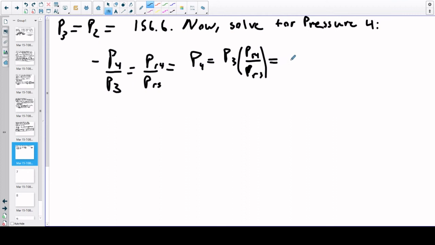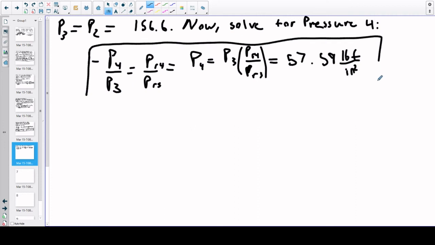So, you get P4 to be equal to 57.5916. Let's try that again. 57.59 pound force per inch squared.